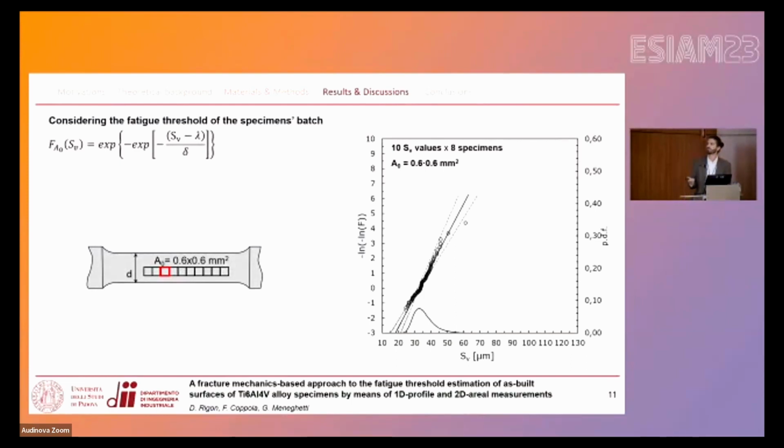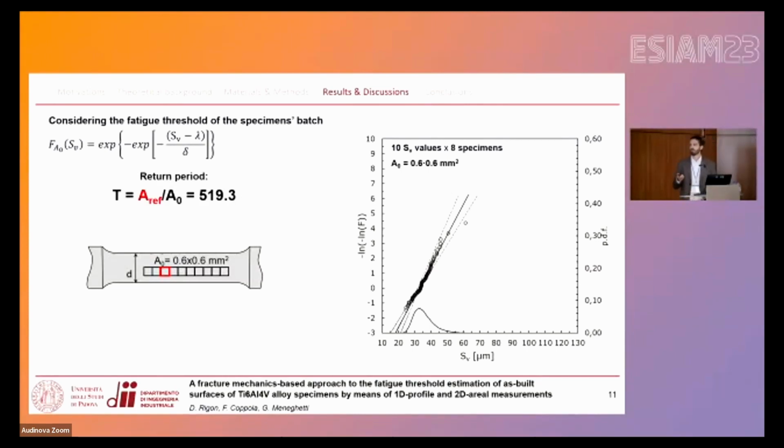Here we have the Gumbel distribution fitted over the SV measurements of our specimens. So I repeat, we have 10 SV values times 8 specimens. We had 8 specimens analyzed in this work. But this distribution doesn't help us to use any kind of fracture mechanics approach to estimate the fatigue limits. So we would need a distribution of the killer pit of the surface of our specimen batch.